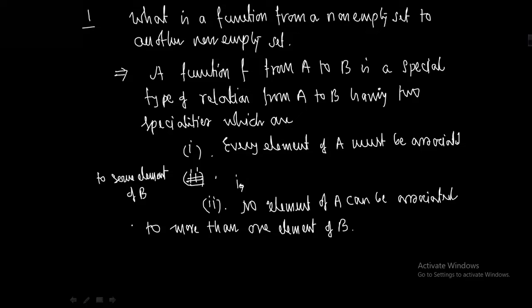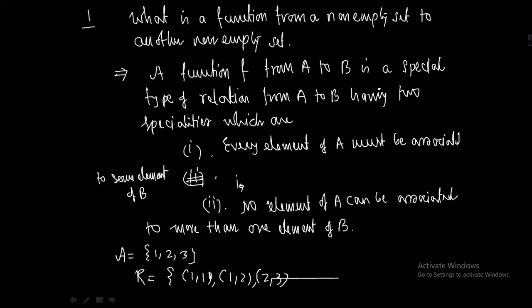For example, let us consider the set A equal to {1, 2, 3}. Now let us consider the relation R, which is {(1,1), (1,2), (2,3)}. So tell me one thing, is this a relation? Yes or no? (1,1), (1,2), (2,3). Is this a relation? Yes. But can you consider this as a function? No. Why?